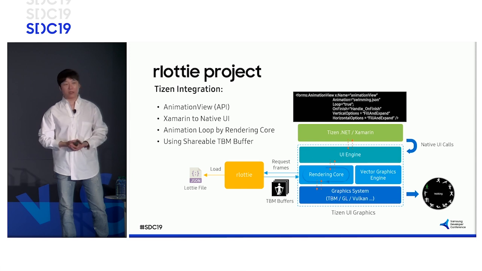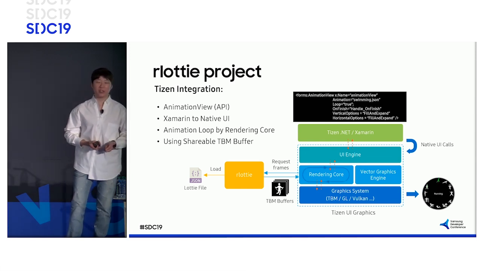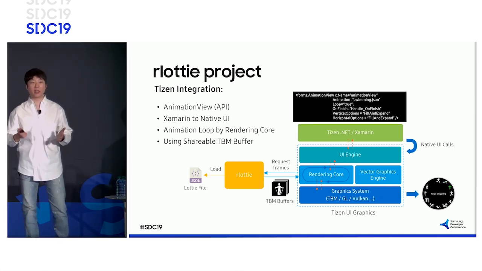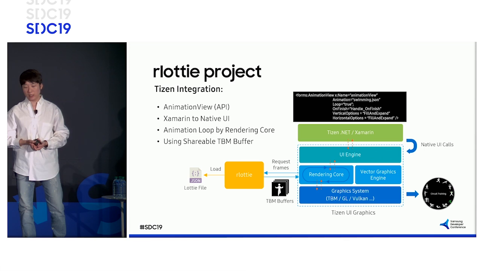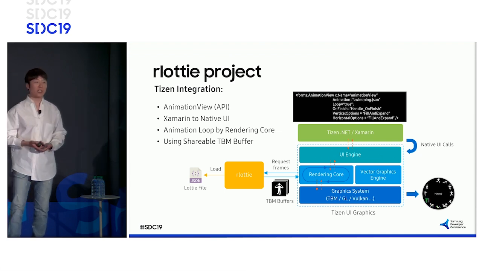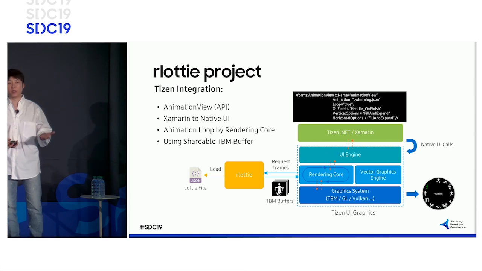And as you figured out from the animation loop earlier in this presentation, the rendering core is supposed to handle the application process main loop. That means the rendering core requests rlottie to load the Lottie file and update Lottie animation frames by giving a specific frame number. Then rlottie renders the Lottie animation frame images and returns them to the rendering core so that the rendering core can compose them with the main canvas buffer.